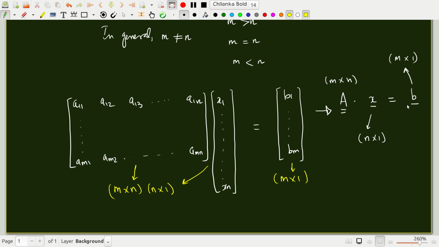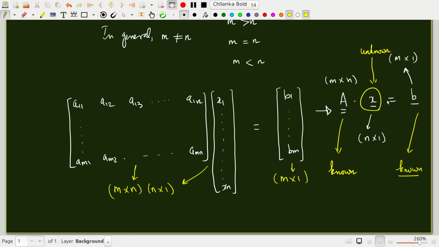Now typically b is known and the components of the matrix A are known, and x is the unknown. So when you say solution, you want to know, if you are given b and A, what is that x that provides a solution to this equation, that is, a solution that satisfies this equation.